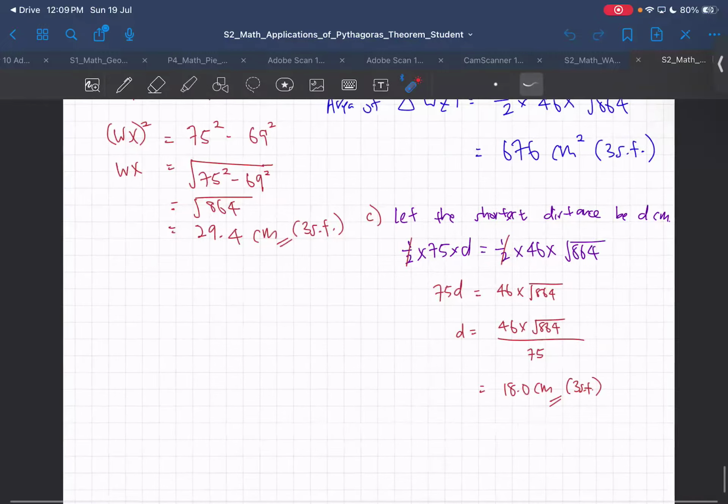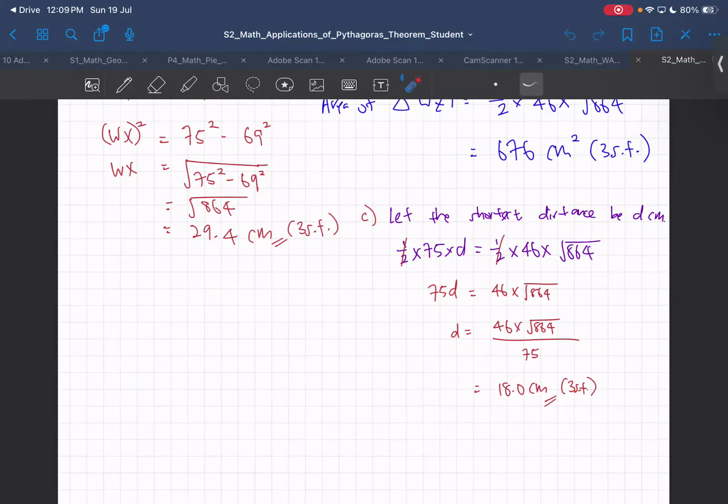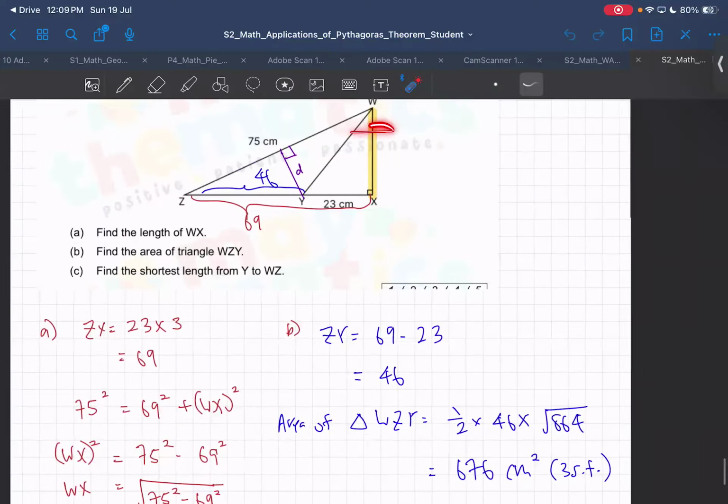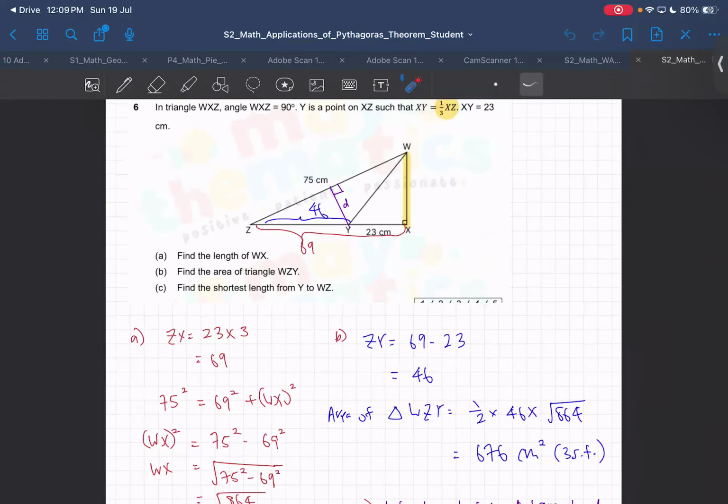So this one is considered the harder type. The easier type will be, they tell you the area of this triangle is 25. Find the shortest distance. Then you just need to take half times this times your perpendicular D, then equals to the area given. Any questions? Go and look through your past papers. We went through it before.